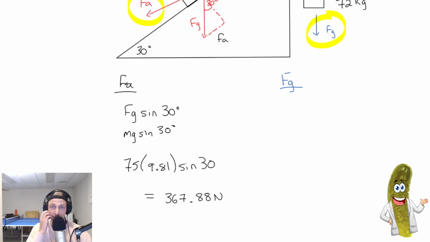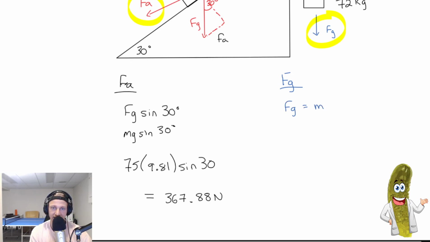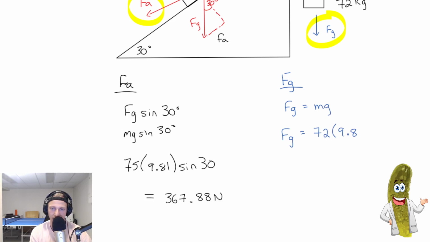Figuring out that force is really straightforward. All we need to do is calculate Fg equals mass times the acceleration of gravity. So Fg is equal to 72 times 9.81.